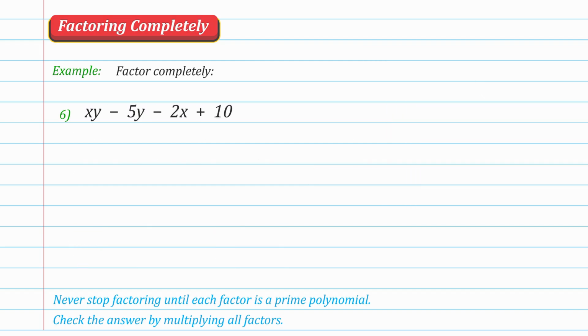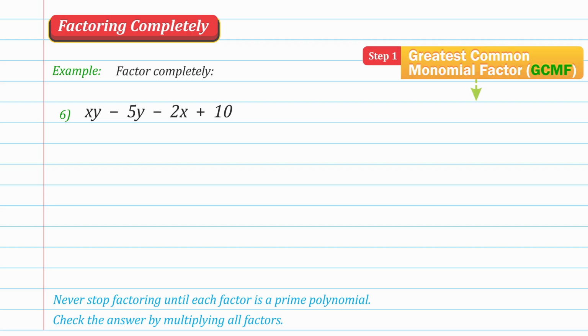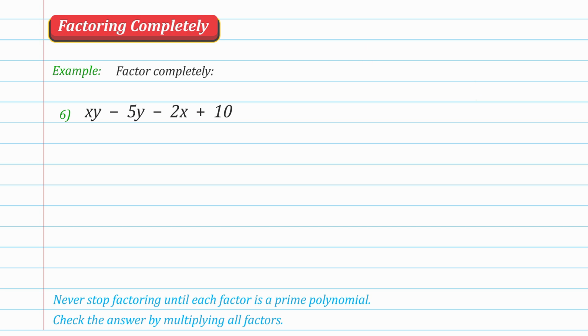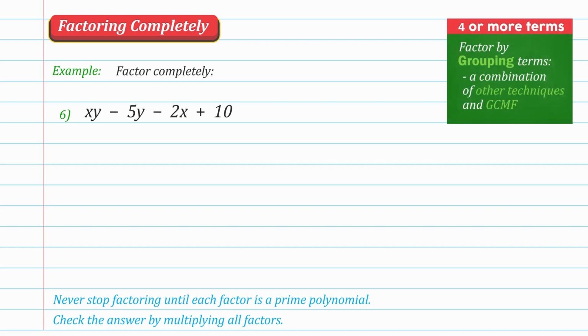Now let's factor this 4-term polynomial completely. The first step is to look for a GCMF, a common factor. In this case though, there's none. So may mga cases talaga na walang GCF. Since this is a polynomial with 4 or more terms, we now use factoring by grouping.